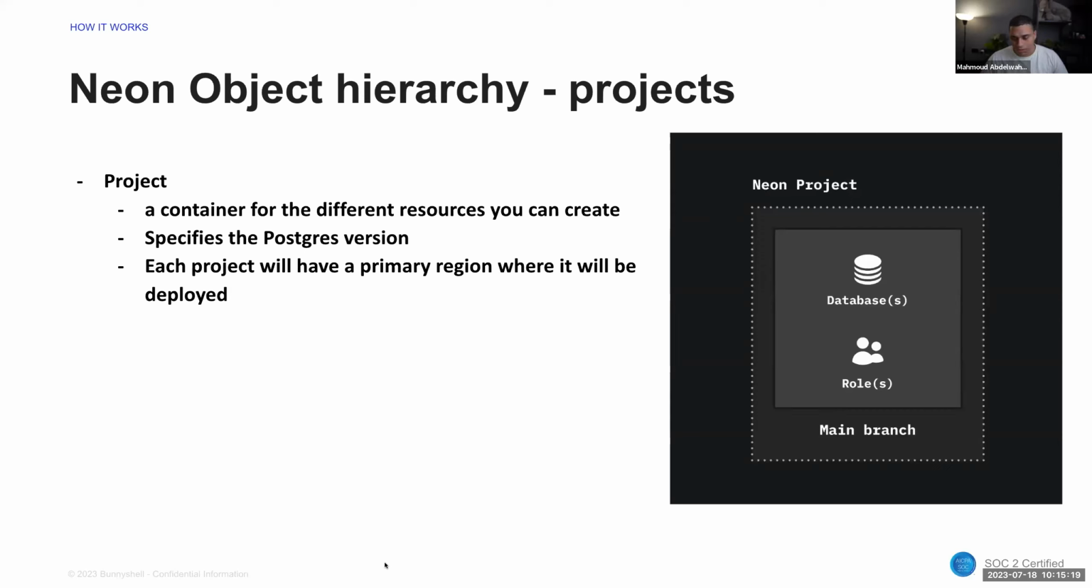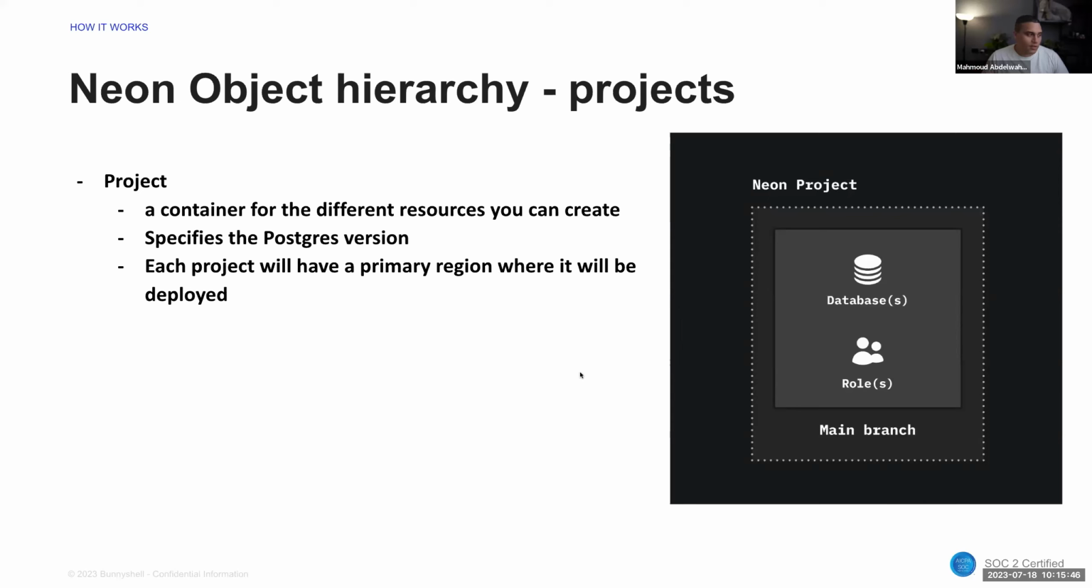Now, when you create a project, within it you have a Postgres cluster. And within this cluster, you can have as many databases as you want. There's no limit, and as many roles as you like. Now, what's special about Neon is that the Postgres cluster within a project, which is what you would typically find in any Postgres provider, we represent by a branch.